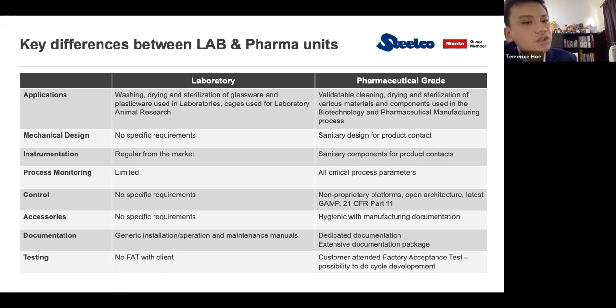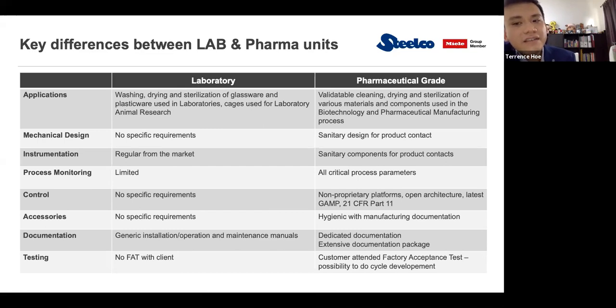So the intended use and application of the laboratory washer or sterilizer: it's to wash, dry, and sterilize the glassware and plasticware used in the lab, sometimes the cages for the animal facility. For pharmaceutical grade, it's used to clean, dry, and sterilize different types of material and components. Sometimes contact parts, sometimes glassware, sometimes some tubings. Sometimes we want to wash all these castor wheels, etc.